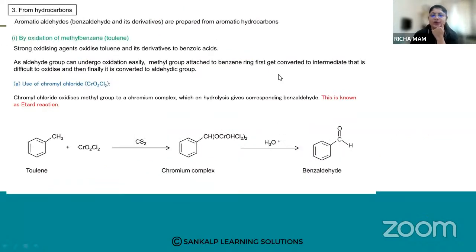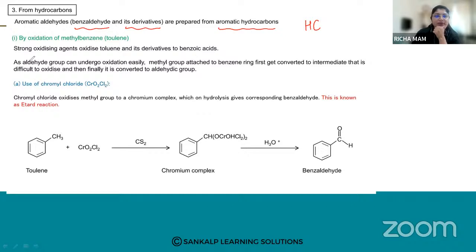So next is from hydrocarbons. What are hydrocarbons? Compounds containing hydrogen and carbon only. So we are going to do aromatic aldehydes, like benzaldehyde and its derivatives. Benzaldehyde and its derivatives are prepared from aromatic hydrocarbons. So from aromatic hydrocarbons, we can obtain aromatic aldehydes.